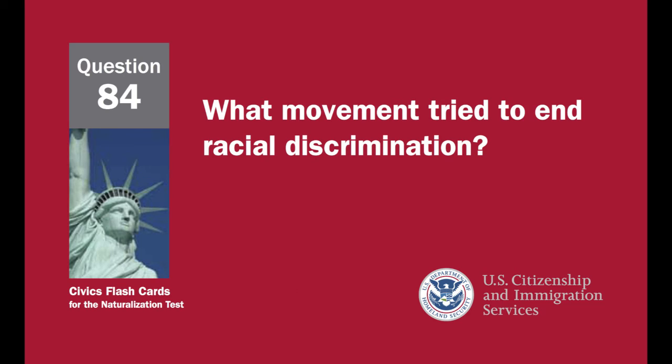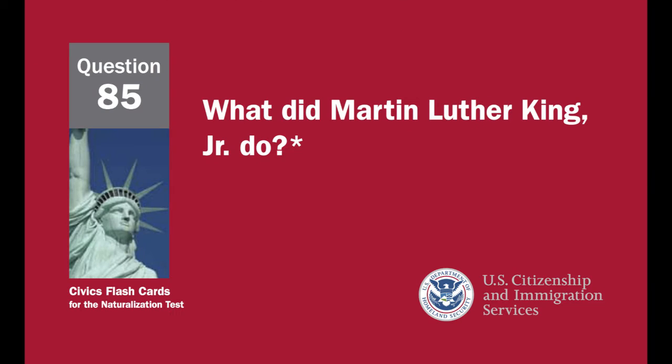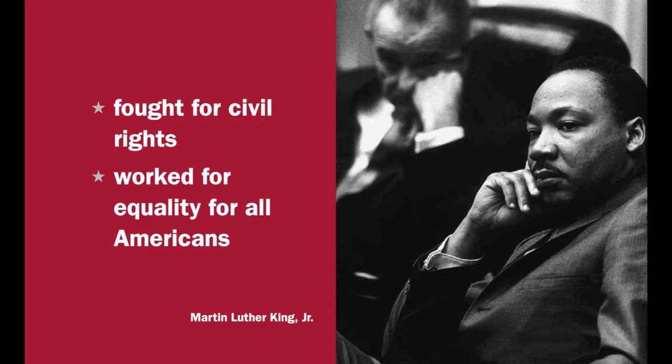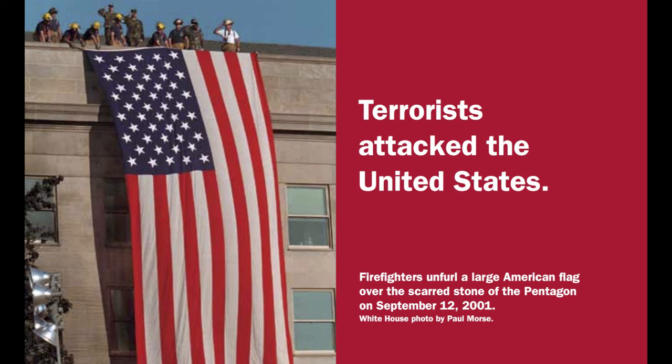What movement tried to end racial discrimination? Civil Rights Movement. What did Martin Luther King Jr. do? Fought for civil rights. Worked for equality for all Americans. What major event happened on September 11th, 2001 in the United States? Terrorists attacked the United States.